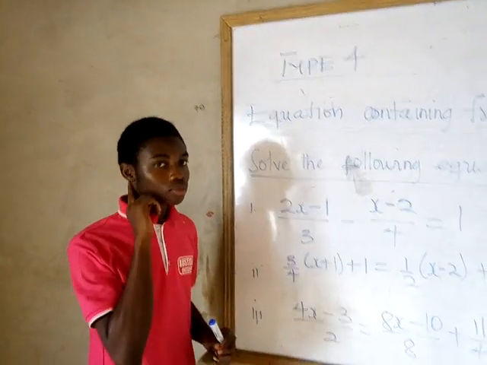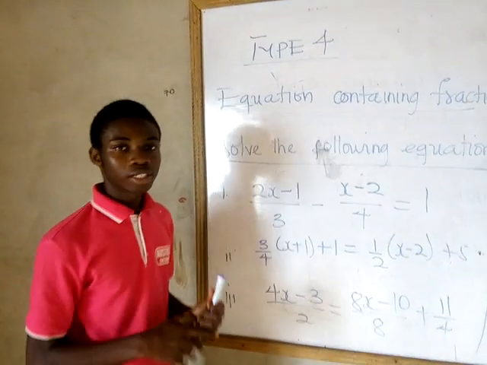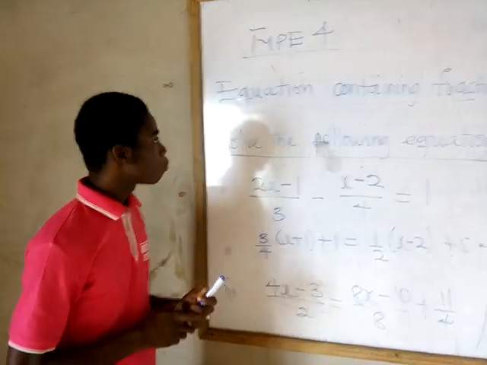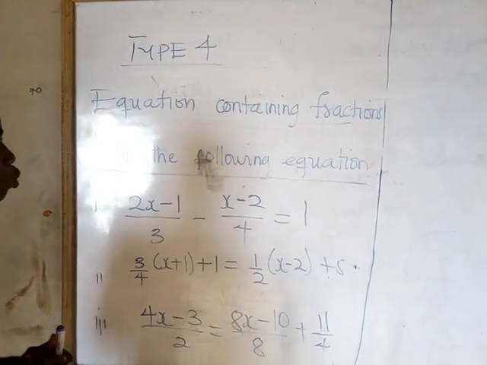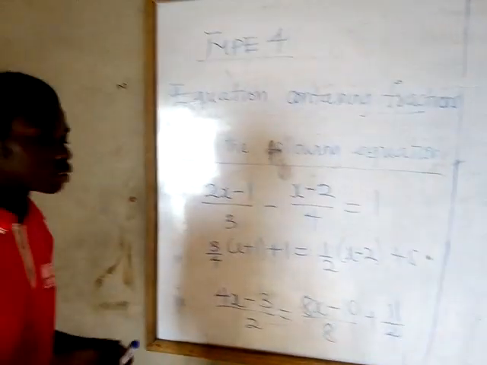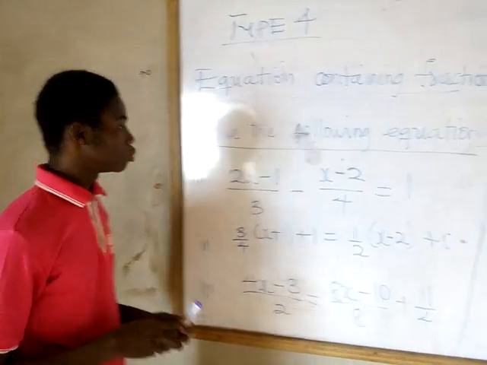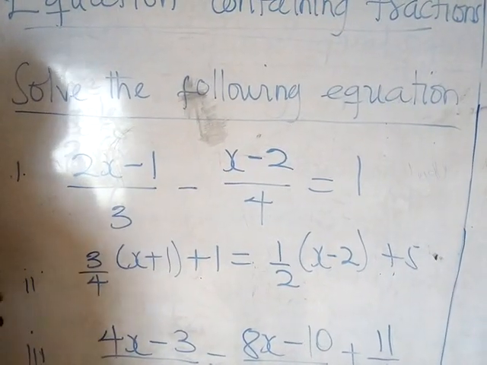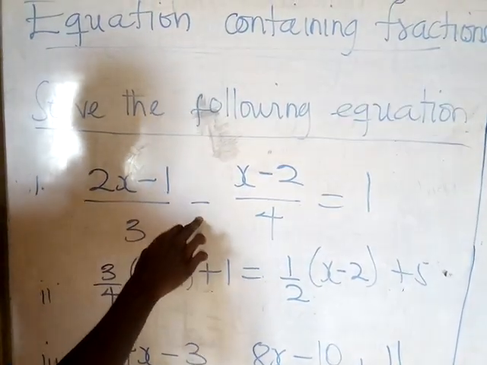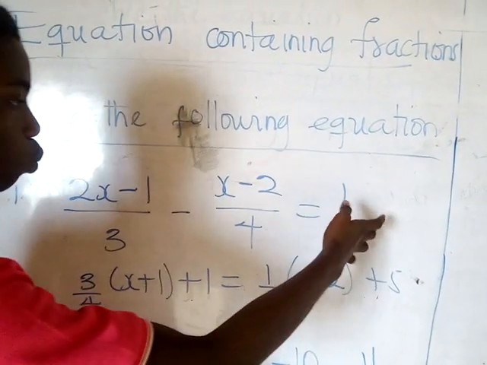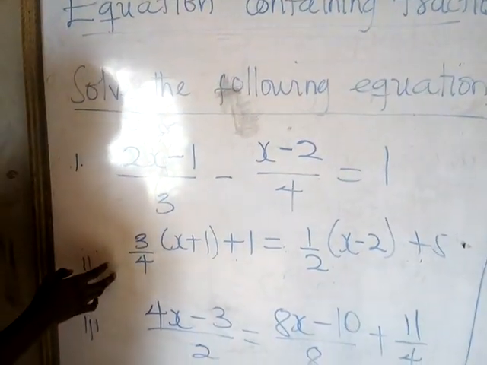Okay, so we are now in type 3. We are going to continue with type 4. And in type 4, we are going to tackle questions containing fractions. So we are going to start solving questions. Example: the first example is (2x - 1)/3 - (x - 2)/4 = 1.